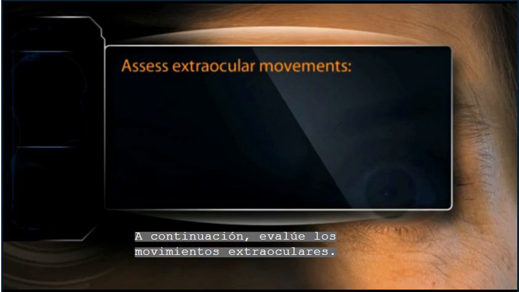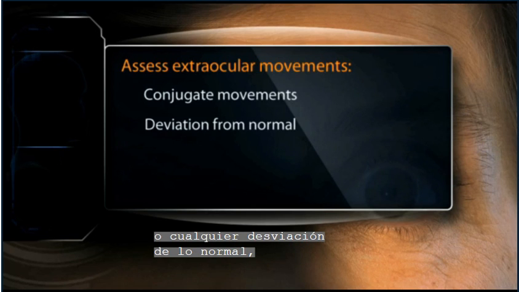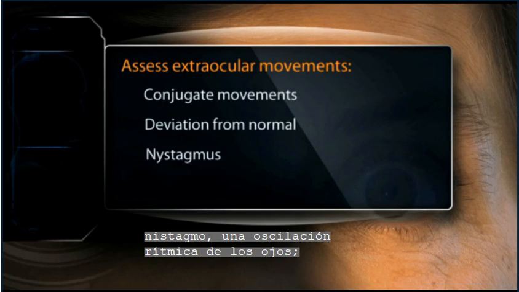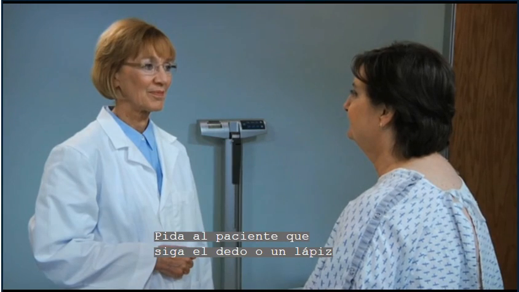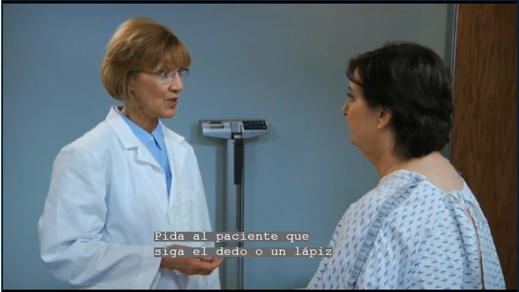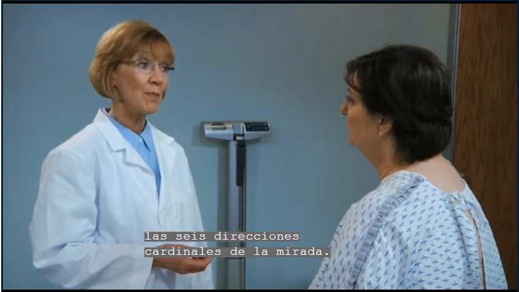Next, assess the extraocular movements, looking for the normal conjugate movements of the eyes in each direction or any deviation from normal, nystagmus, a fine rhythmic oscillation of the eyes, and lid lag as the eyes move up and down. Ask the patient to follow your finger or a pencil as you sweep through the 6 cardinal directions of gaze.